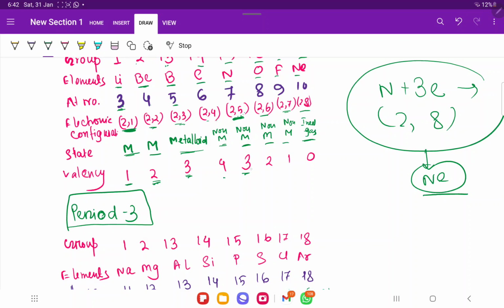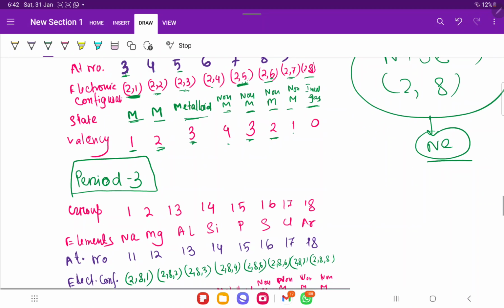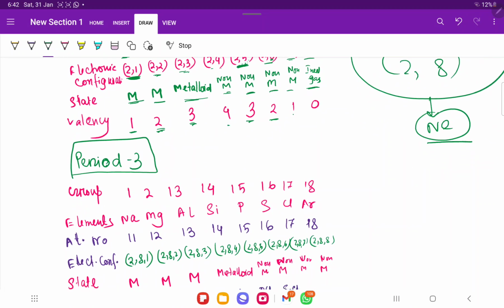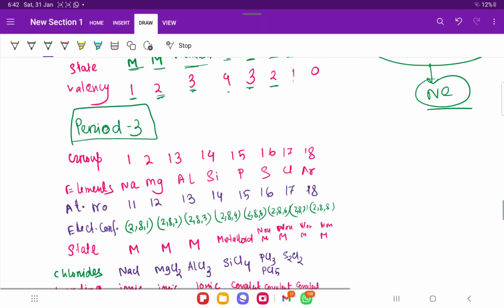So the valency of nitrogen is 3, the valency of oxygen is 2, right? Only 2 electrons are needed to fill the electronic configuration of 2, 8. Then fluorine, the valency is 1, and in case of inert gas the valency is 0. Okay, so now we are coming to period 3.